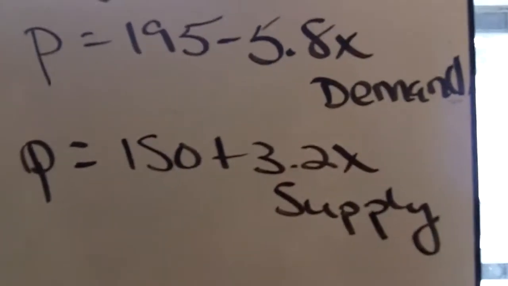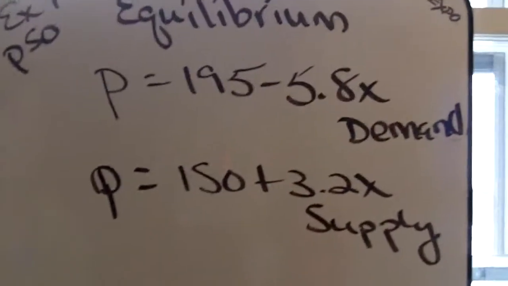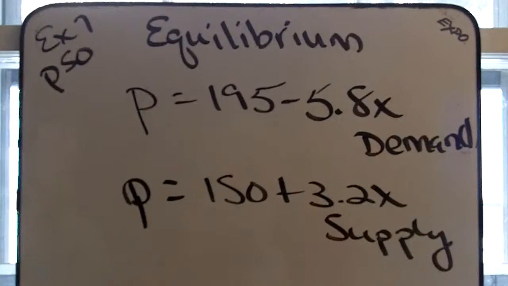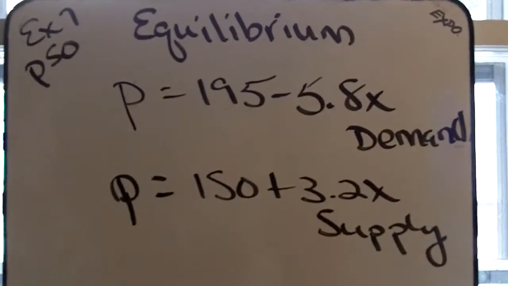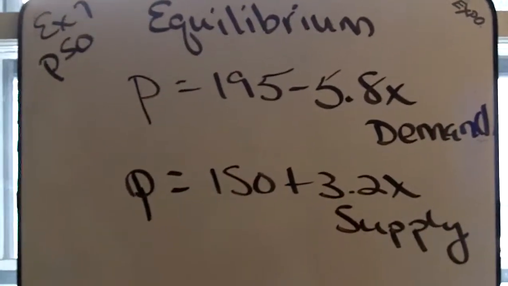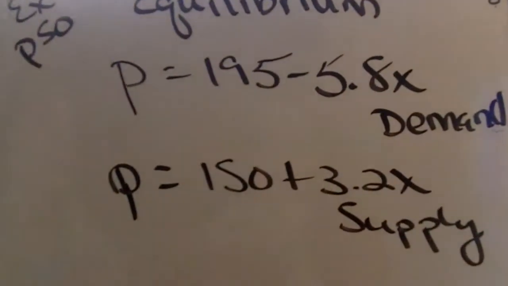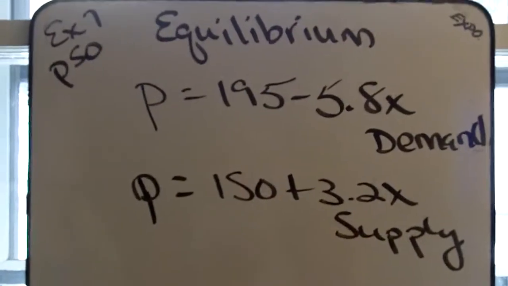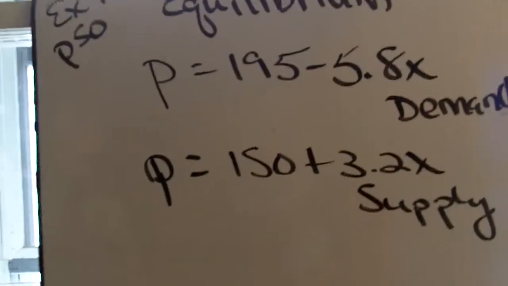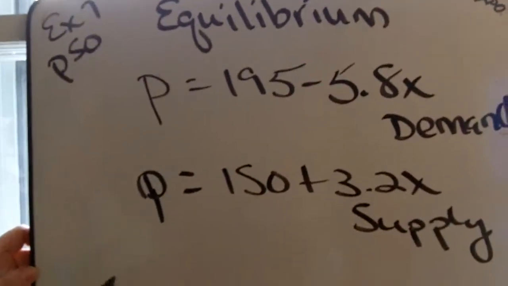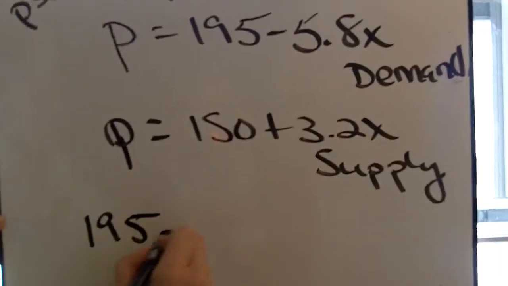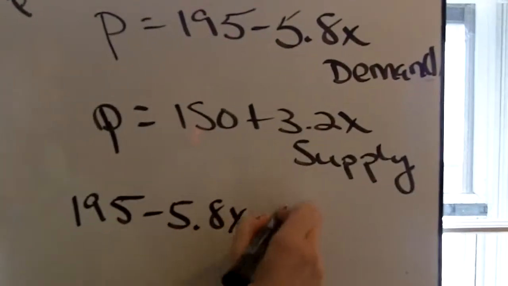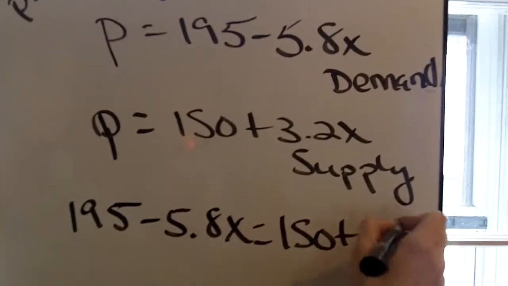And what we're looking for in equilibrium is the place where the demand is equal to the supply. So the supplier doesn't make too many or too few. If they make too many, they'd have to put them on sale and lower the price. If they make too few, they could have made more money. They could have charged more money. So at equilibrium, we're looking for when 195 minus 5.8x equals 150 plus 3.2x.